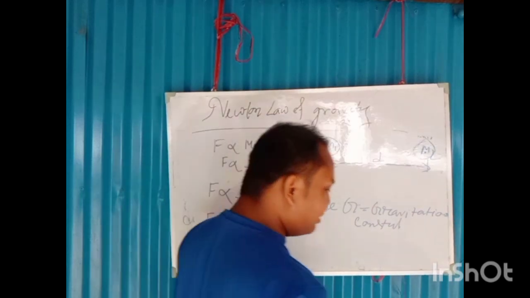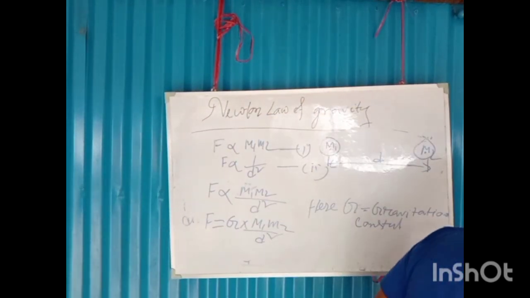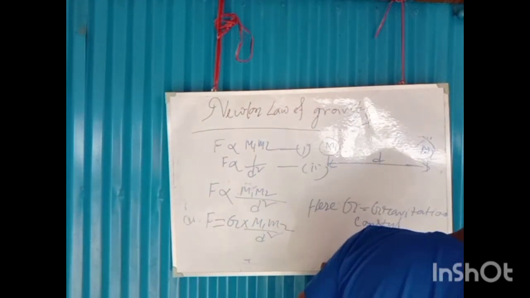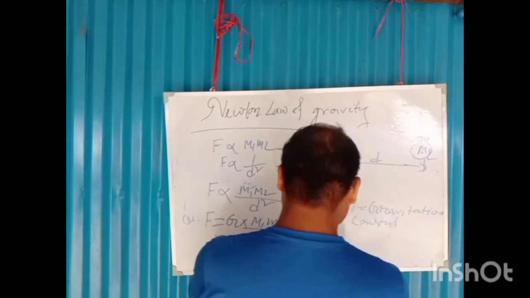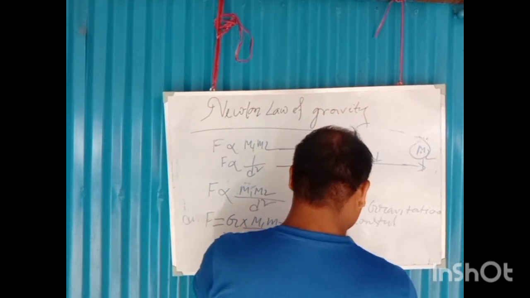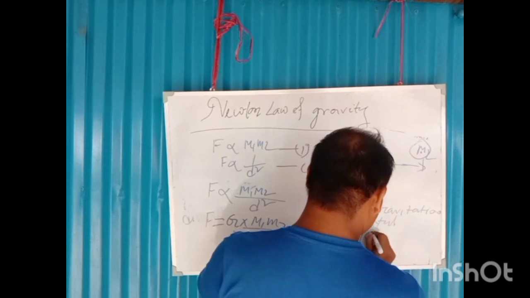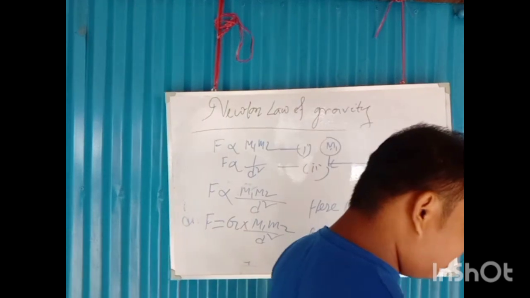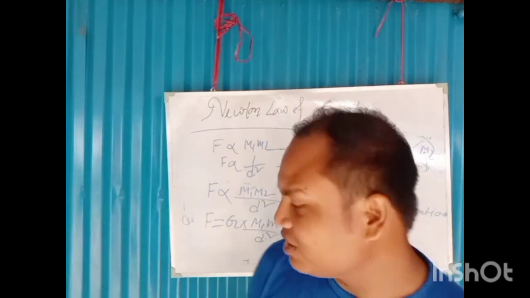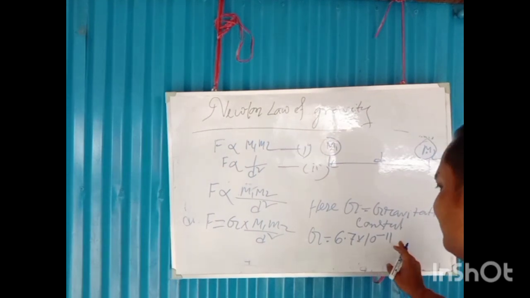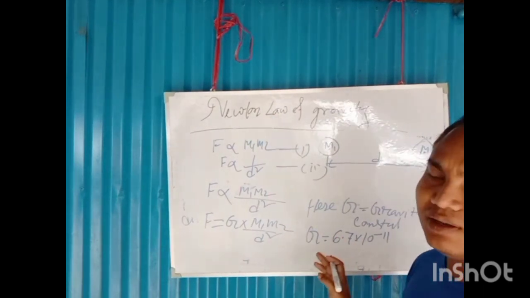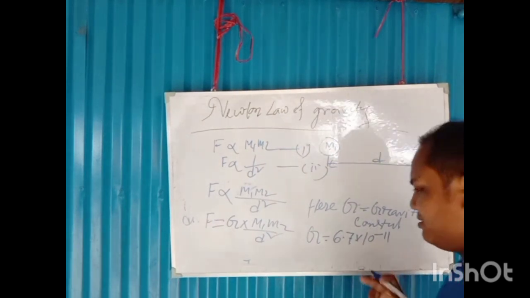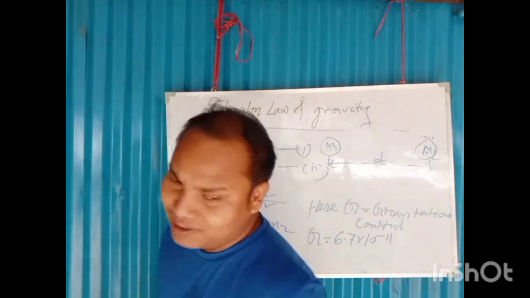The value of G is 6.7 into 10 to the power minus 11. This is the gravitational constant, whose value is 6.7 into 10 to the power minus 11. Let's see an example.